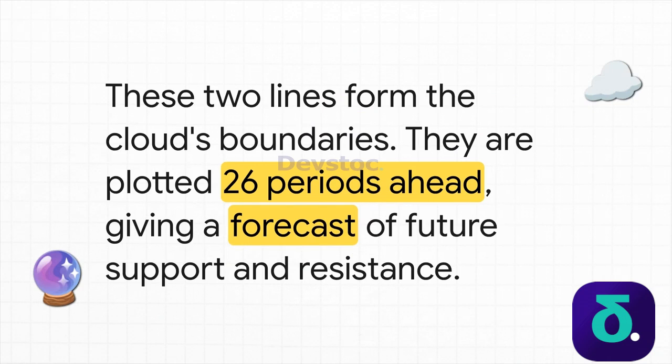Okay, now this is where it gets really, really cool. Leading span A and leading span B, these 2 lines form the famous cloud. But here's the twist. They're plotted 26 periods into the future. This isn't magic. It's not a crystal ball. It's a calculated forecast, literally giving you a glimpse of potential support and resistance zones before the price even gets there. How cool is that?